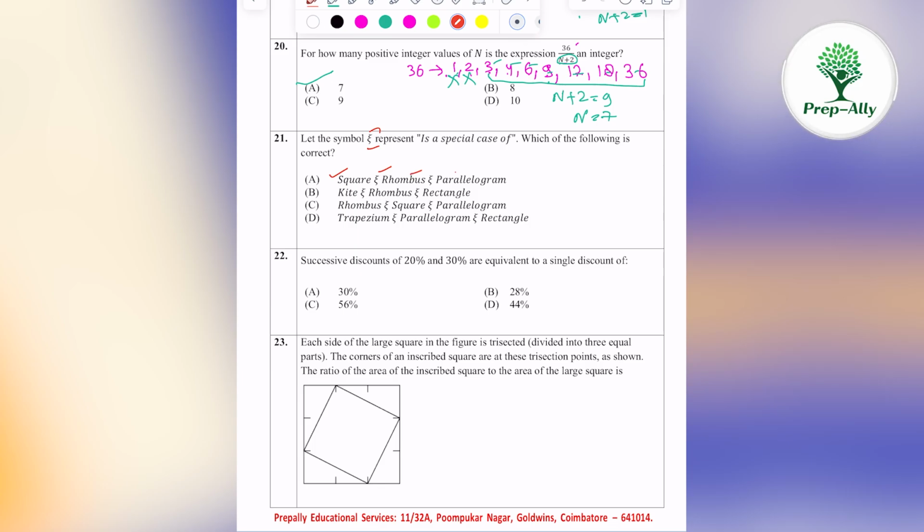And again, a rhombus is a special case of the parallelogram. Basically in the rhombus all sides are equal and opposite pairs of sides are parallel to each other. So here the first option we got as the correct one.